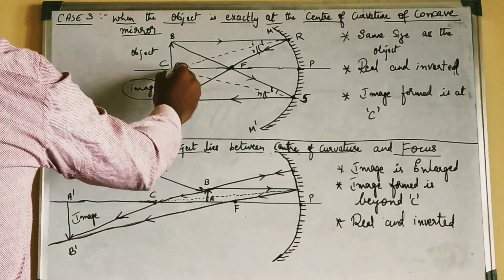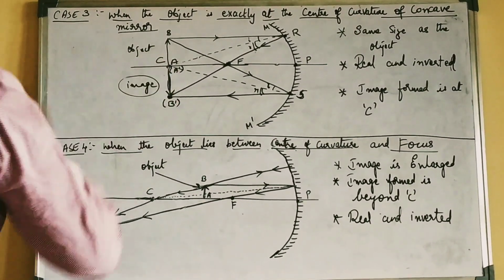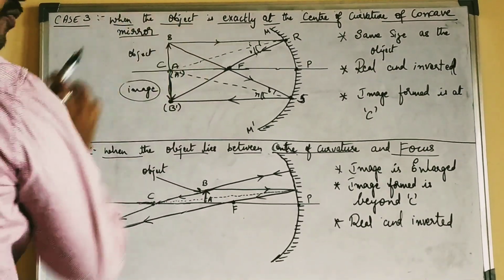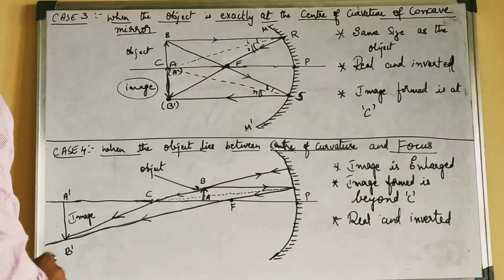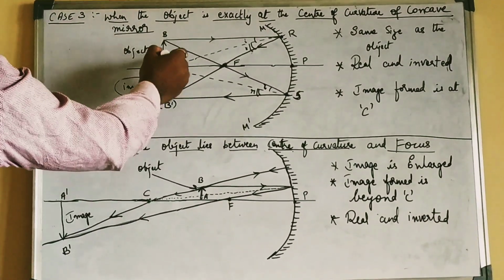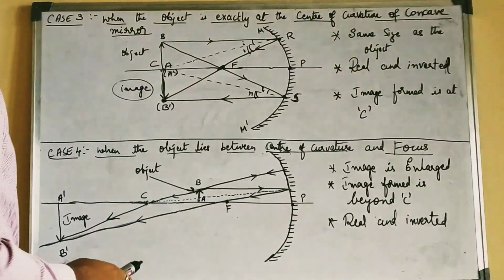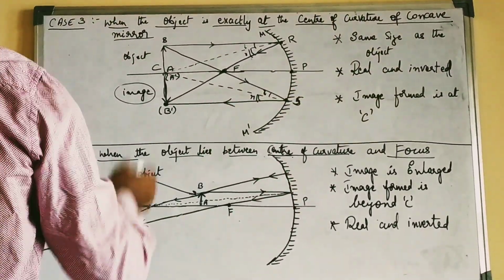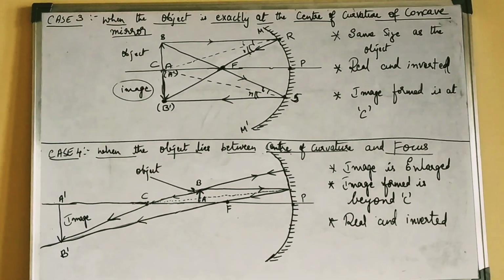Then the image is real. Yes, of course it is real because it is on the screen, and inverted. Most importantly, whatever is the size of the object, the image is also having the same size, which means height of the image is equal to the height of the object, or size of the object is equal to the size of the image. So image is same size as that of object, image is real and inverted, image is formed at center of curvature. So when the object is at center of curvature, image is also formed at center of curvature.